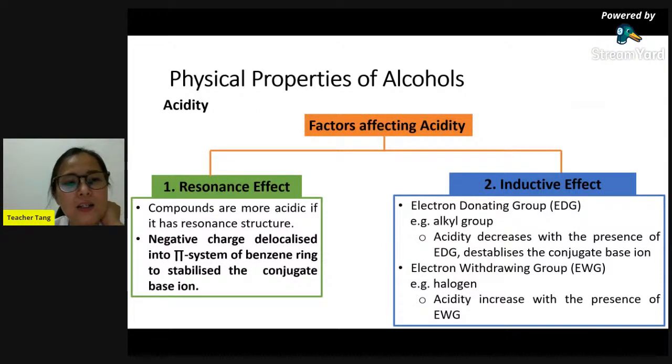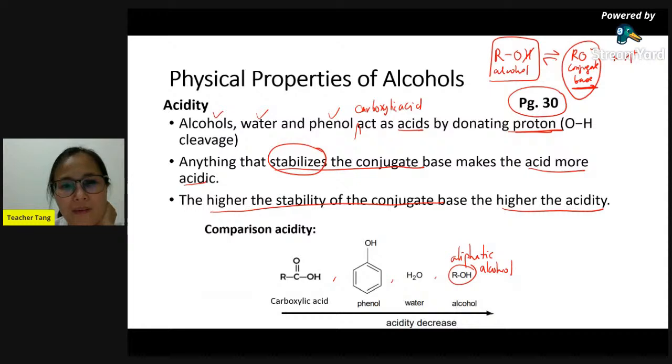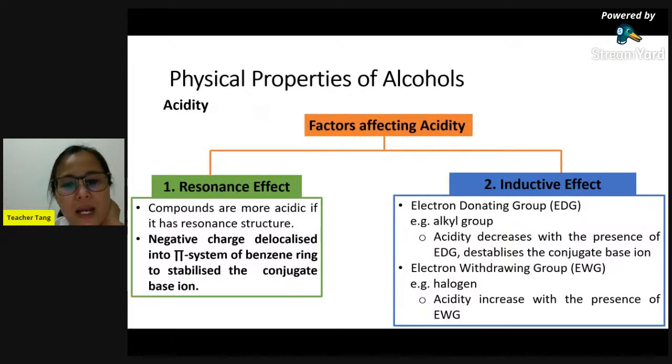To determine whether a particular acid is acidic or not, we need to look at the conjugate base, whether it is stable or not. So what can affect the stability of the conjugate base? There are two factors affecting the stability of the conjugate base. The first one is called resonance effect. So what is resonance effect?